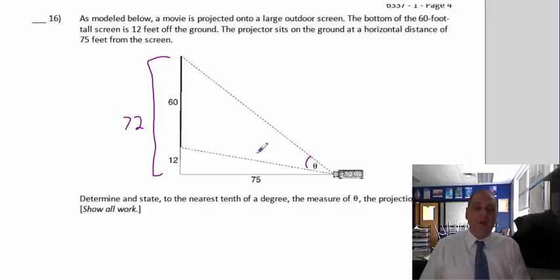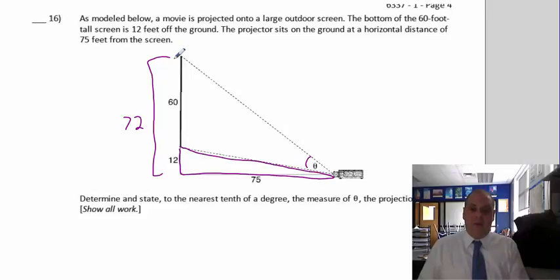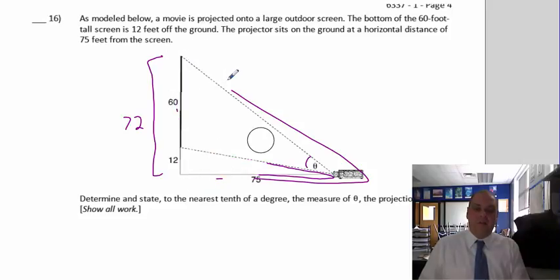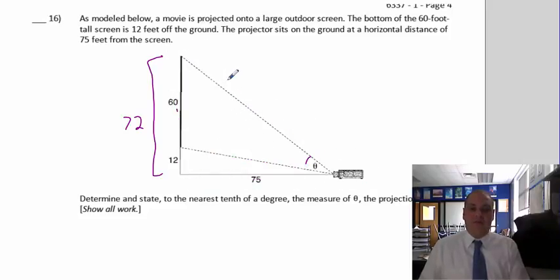So to find theta, because we have two right triangles. We have a right triangle here. See the little right triangle? And then we have the big right triangle. All right, rather than doing that, I'm going to redraw them. So we have a little right triangle.